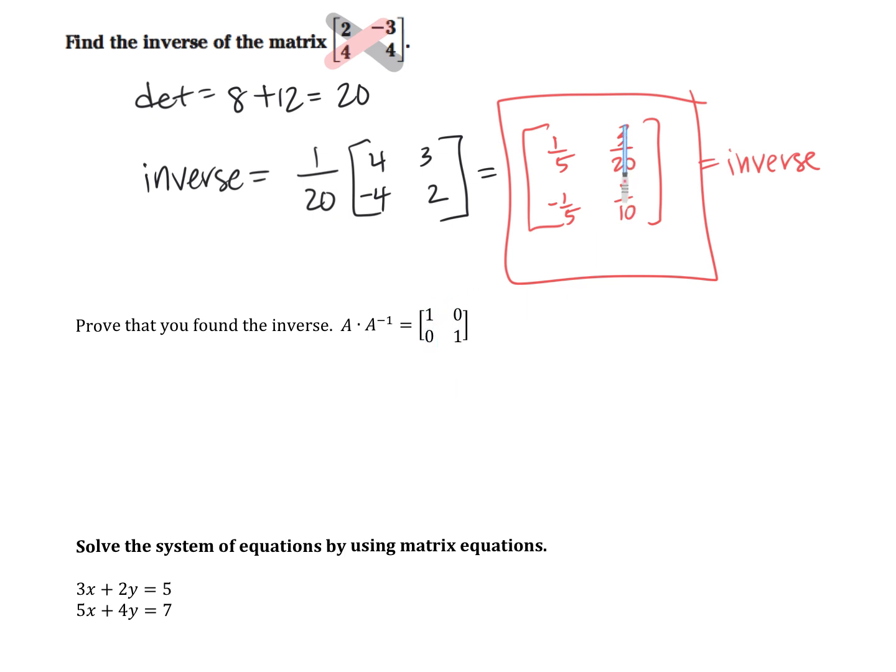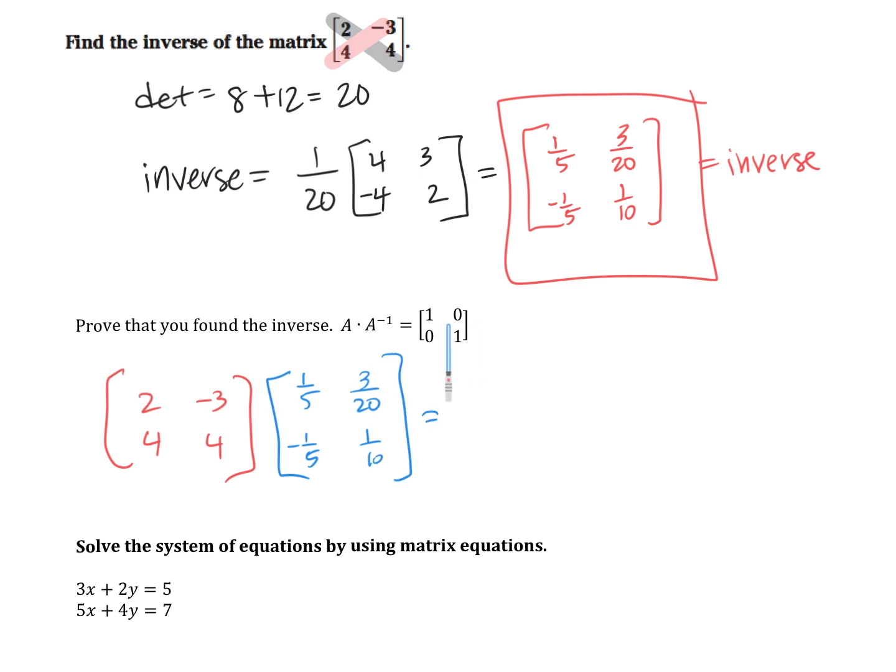Last thing on this Friday, here we go, people. We got to take the original A, which was 2, -3, 4, 4. We need to multiply that by the inverse, which is 1/5, 3/20, -1/5, 1/10. And we're hoping we get 1001. Can we multiply this 2 by 2 with 2 by 2? Yeah, and my answer is going to be a 2 by 2. I always like making my little answer spots to help me multiply because multiplying is tough.